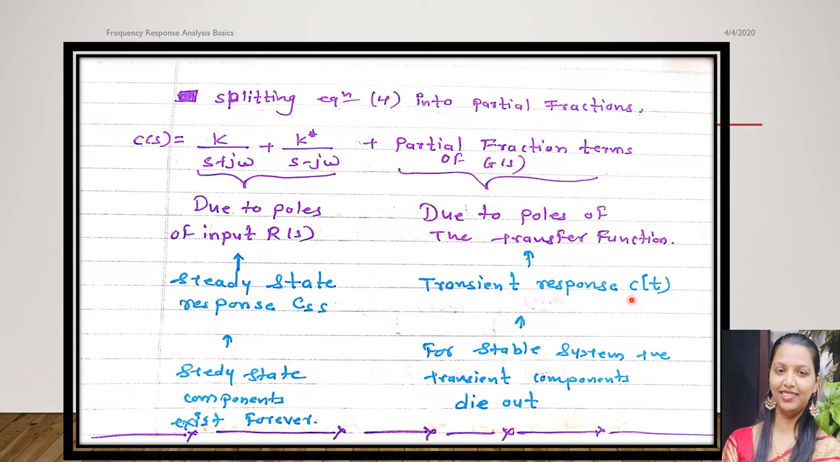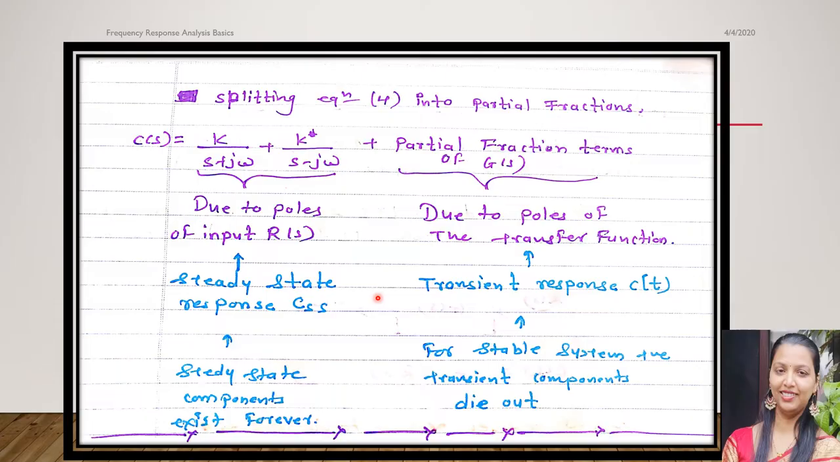The first two terms we can call the steady state response C_ss. Then the partial fraction terms of G(s) we can call the transient response C_t. Here K star is the complex conjugate of K. The complex poles result in complex conjugate coefficients.